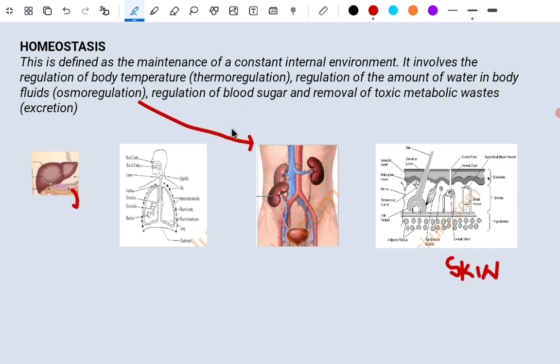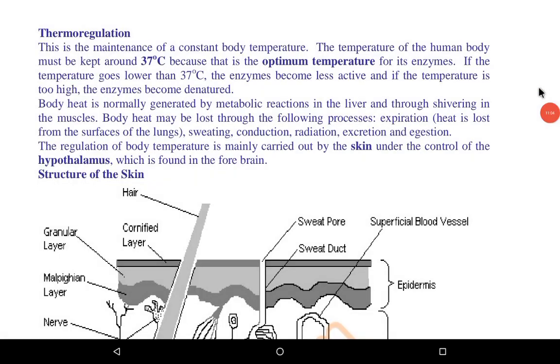Okay, so we're going to look at how these organs are working in the body to maintain the body at a constant rate. So we're going to start with thermoregulation. This is the maintenance of a constant body temperature. So now we have moved away from the internal environment. We're now dealing with each environment at a time. So we're looking at the body temperature. So it has to be maintained.